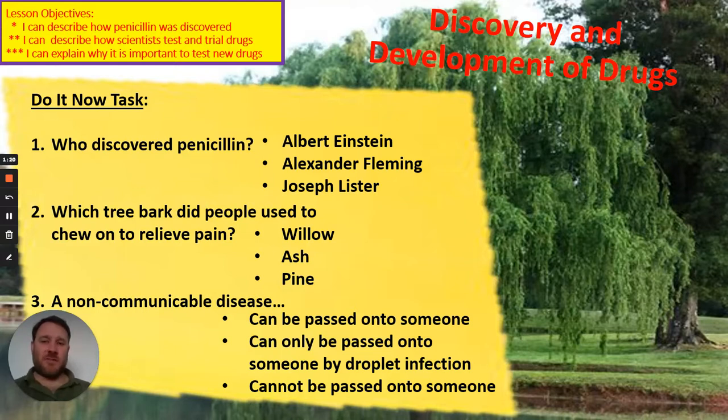Okay, let's go through the answers then. Number 1, who discovered penicillin? Hopefully you remembered it was Alexander Fleming, so tick it if you got that one right. And which tree bark did people used to chew on to relieve pain? You know what bark is, it's that brown stuff that goes around the trunk of a tree. People used to chew on that because of its pain relieving qualities, and of course that was the willow tree. And a non-communicable disease definitely cannot be passed on to someone. So well done if you got all 3 right.